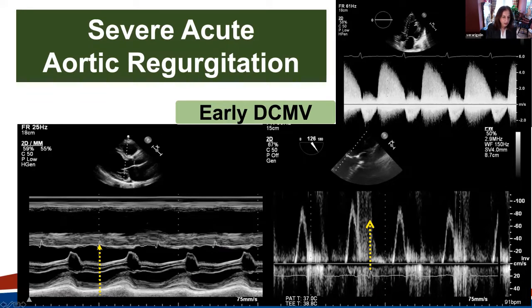Also note on the M-mode is this fluttering here, which is reflective of that jet of aortic regurgitation hitting the anterior leaflet of the mitral valve.